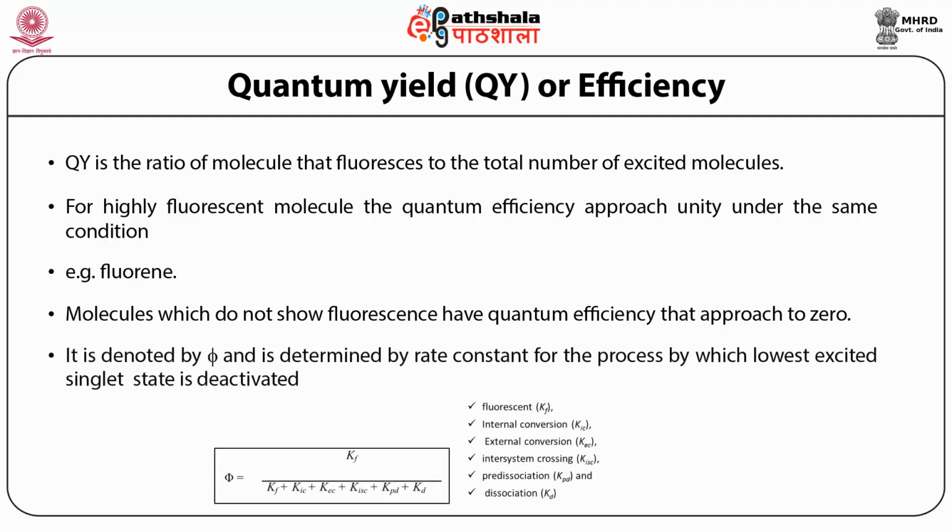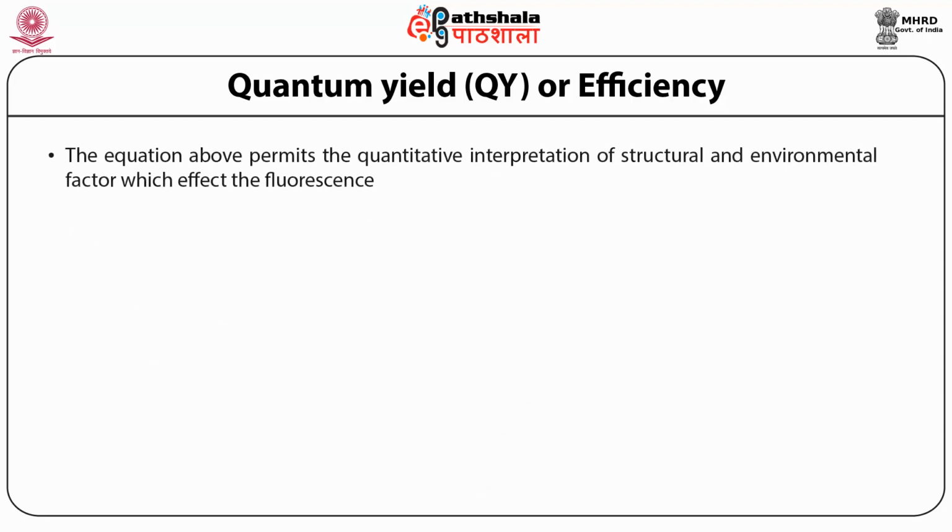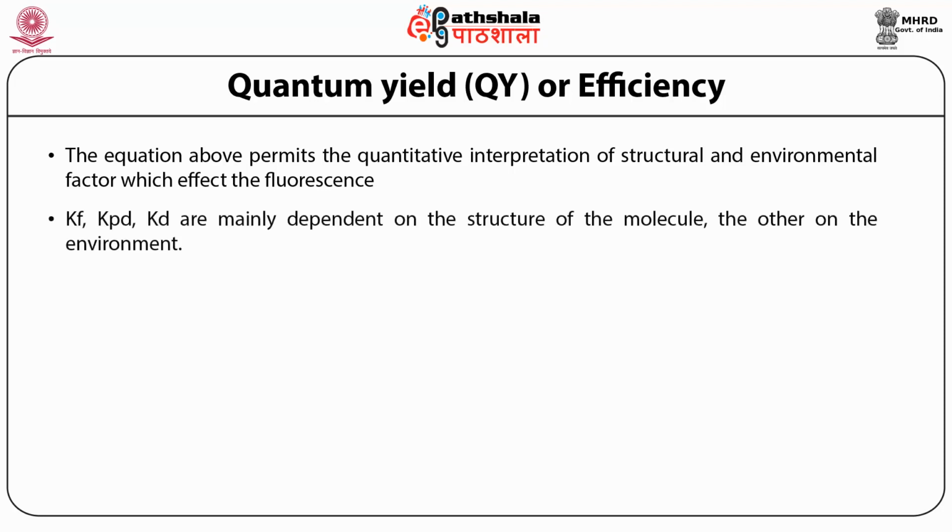Quantum efficiency is denoted by phi and is determined by the rate constants for the processes by which the lowest excited singlet state is deactivated. We have already discussed various factors which deactivate the process of fluorescence, like fluorescence, internal conversion, external conversion, intersystem crossing, pre-dissociation, and dissociation. The equation above permits the quantitative interpretation of the structural and environmental factors which affect fluorescence. K fluorescence, K pre-dissociation, and K dissociation are mainly dependent on the structure of the molecule, whereas the others are dependent on the environment.